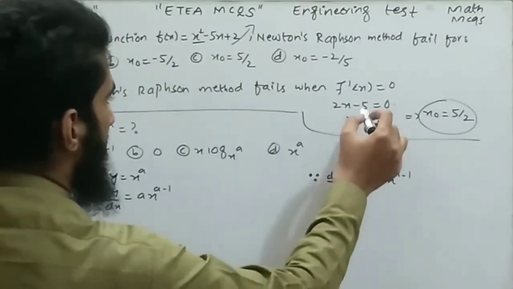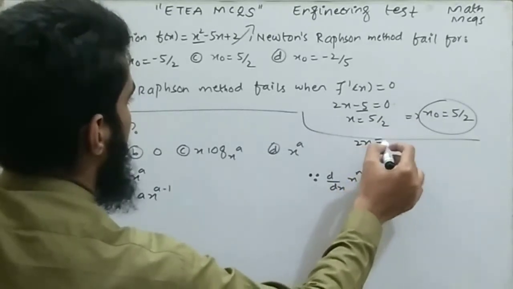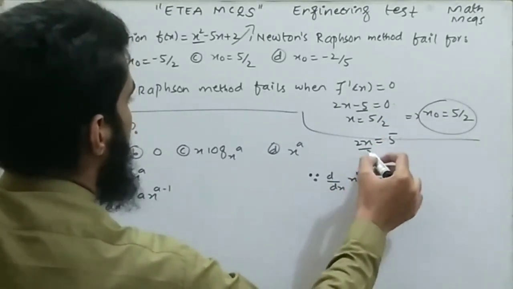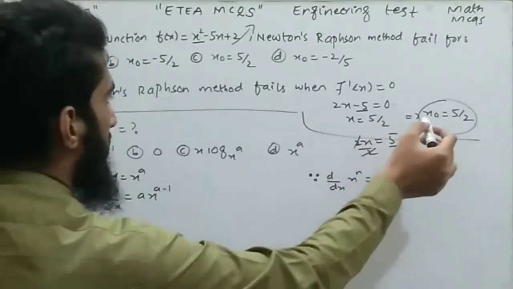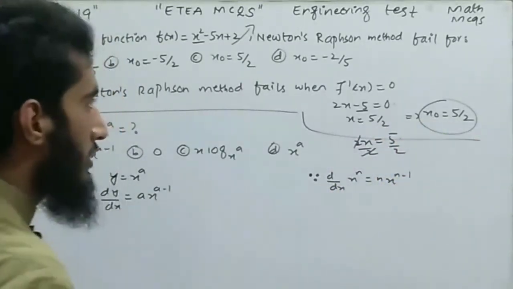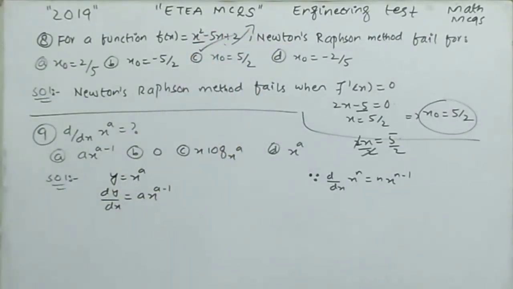So move this minus 5 to the right hand side. So it becomes 2x is equal to 5. Now divide both sides by 2. So the required x will be equal to 5 by 2. At x naught, the result will be x naught is equal to 5 by 2. So the correct option for this MCQ is option C. Move to the next MCQ number 9.